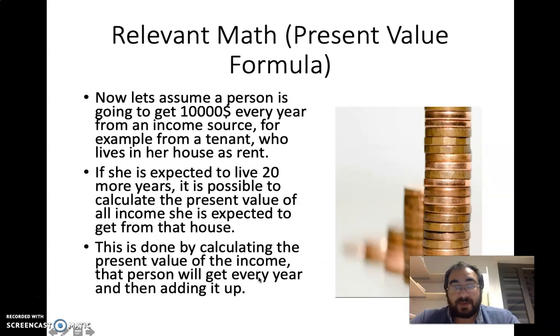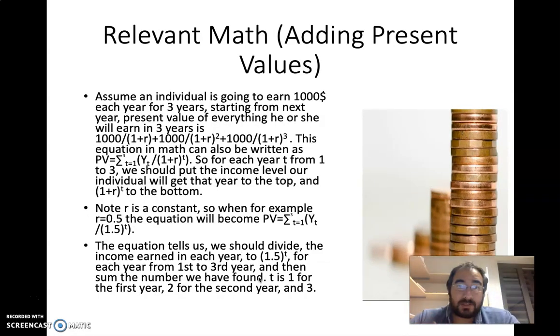When I have multiple income streams, for example, I earn these $1,000 for 3 different years, I can get the present value of the income I will get in 3 successive years. How can I do that? For each year, I divide the income I got in that year by 1 plus the interest rate, with the power equal to the year. For the first year, the income I earn in the first year divided by 1.5 to the power 1. In the second year, the income I earn in the second year divided by 1.5 with the power 2.